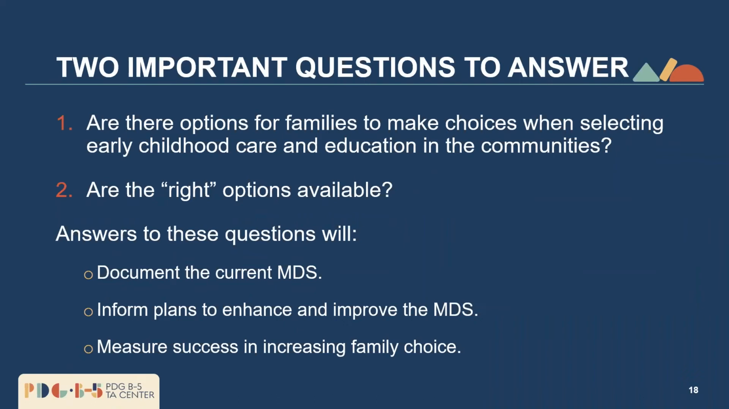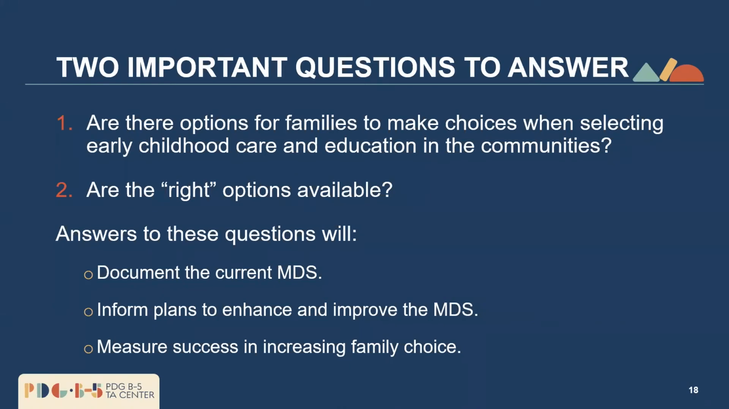We outlined two important questions to consider as a state level administrator when thinking about mixed delivery and choices for families. First, are there options for families to make choices when selecting early care and education programs in their communities? Do some of your rural areas only have one big childcare center or one Head Start offering? Or do you live in a place where there's 5 or 6 different choices of kinds of programs available for families? And if there are choices available for families, are they the right choices? Do they meet families' needs? Do they meet families' priorities? Are they the choices that families want to pick from?